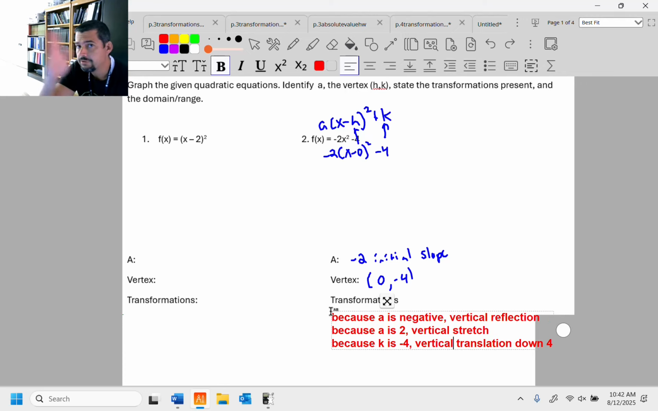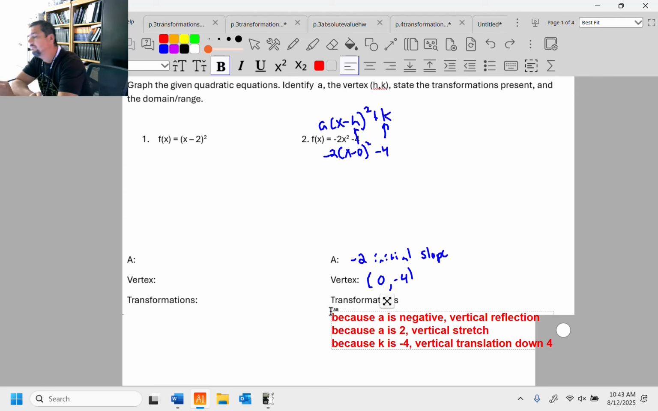There is no horizontal translation. There's nothing going left to right because the h value is 0. K handles the vertical. I need to come up with a good word for k that will stick. I guess I need to look up some stuff. I'll try to figure something out.